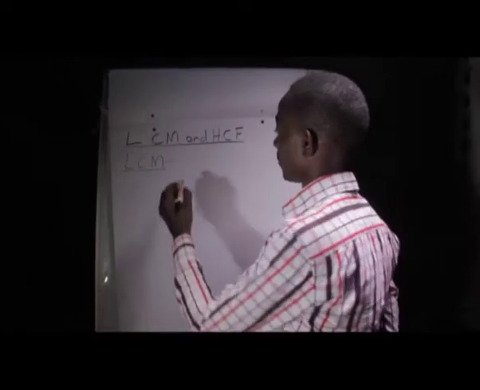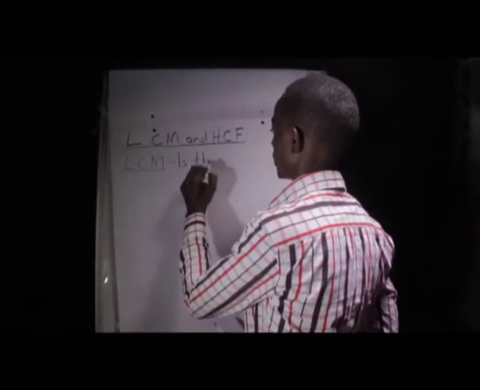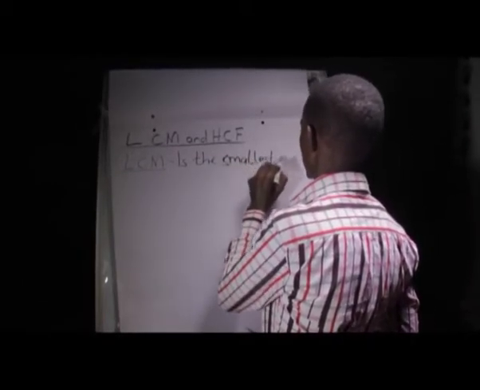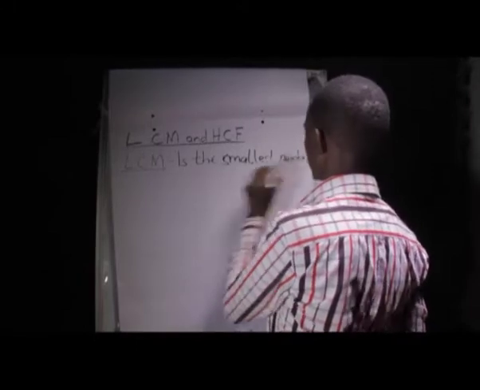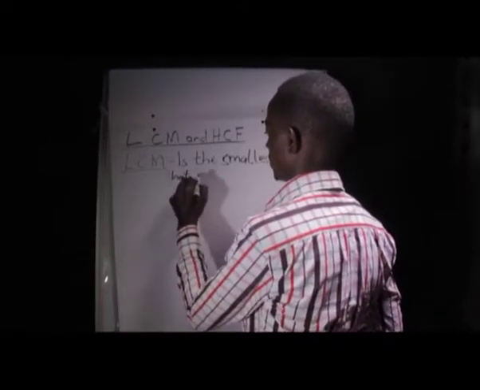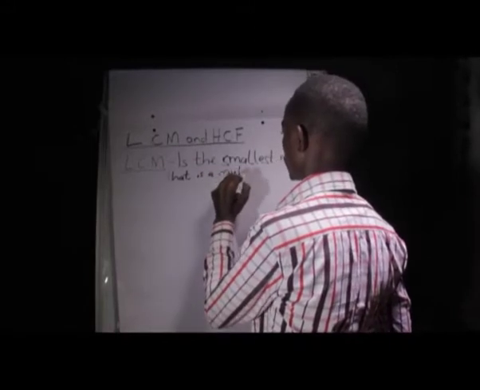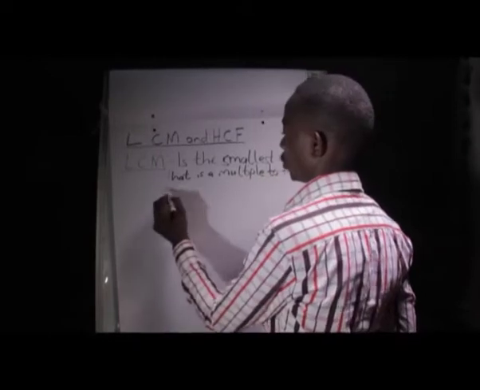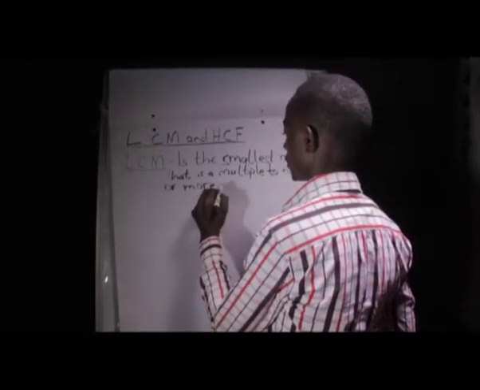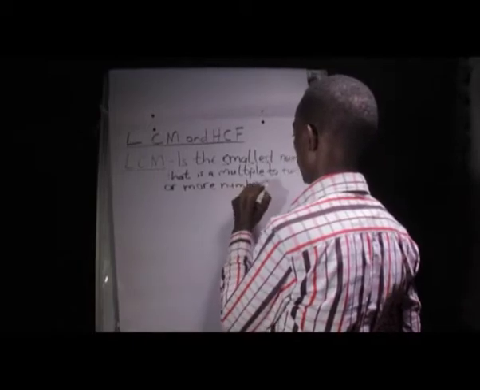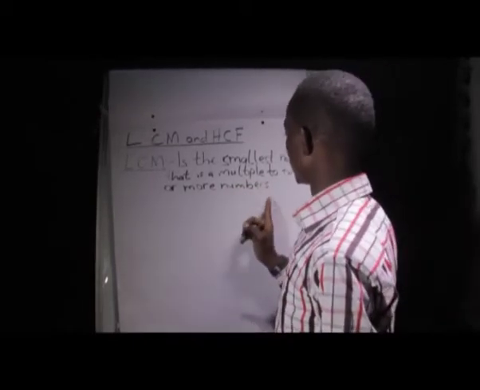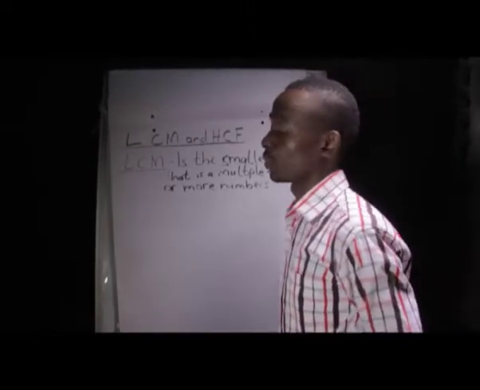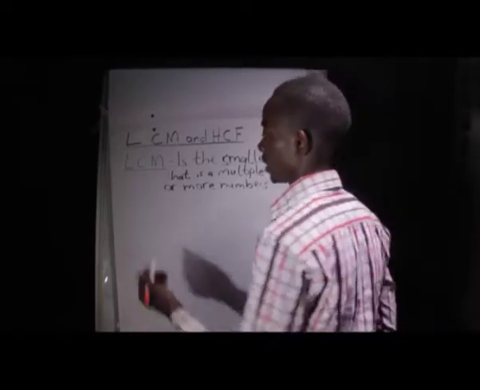So LCM is the smallest number that is a multiple of two or more numbers. For example, I can use an example to illustrate this, and we have two methods of looking for the LCM.